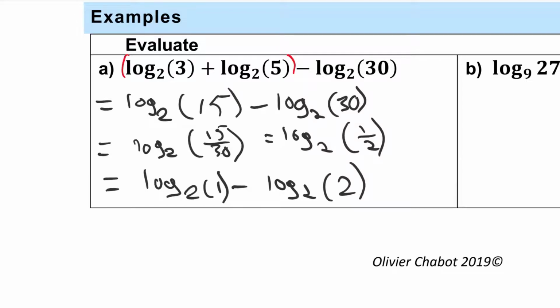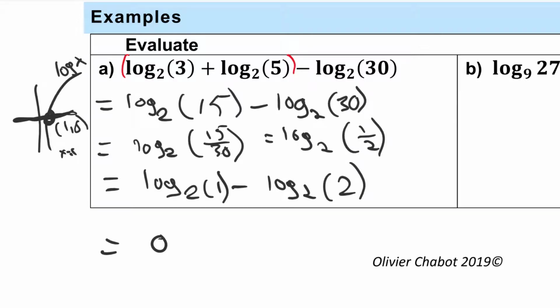The log of 1, we saw from the graph, that log looks something like this. So log of 1 is always 0. When x is 1, and this is log base 10 of x, log of 1 is 0. So we have this is 0, and then minus log base 2 of 2. We saw that log base a of a is 1. So we have 0 minus 1, which is simply -1.